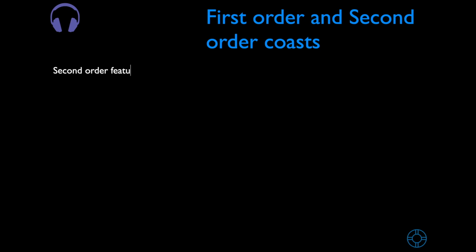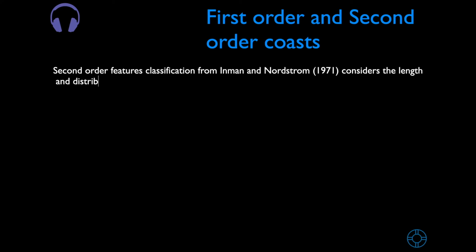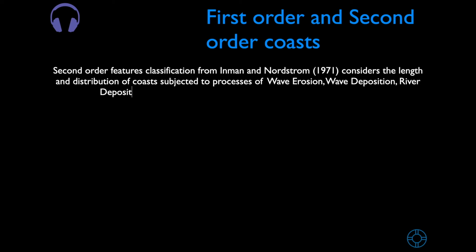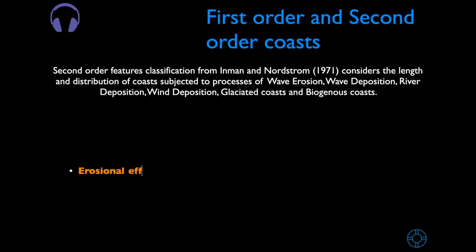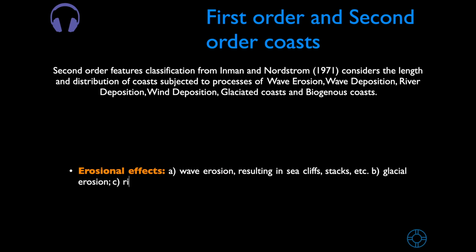Second-order features classification from Inman and Nordstrom, 1971, considers the length and distribution of coasts subjected to processes of wave erosion, wave deposition, river deposition, wind deposition, glaciated coasts, and biogenous coasts. The erosional effects can be A. Wave erosion, resulting in sea cliffs, stacks, etc. B. Glacial erosion. C. River erosion at previous lower stand of sea.